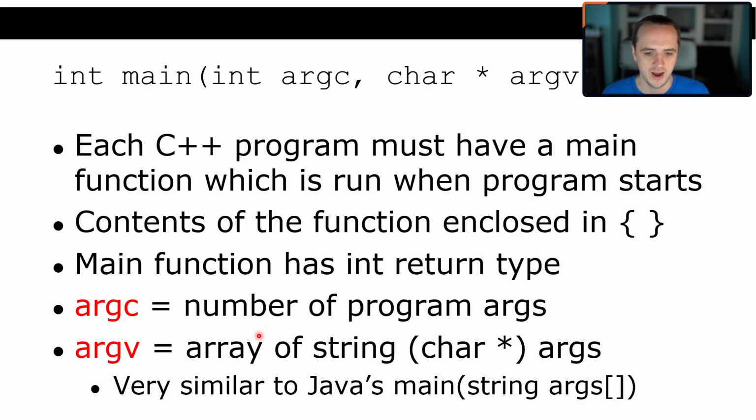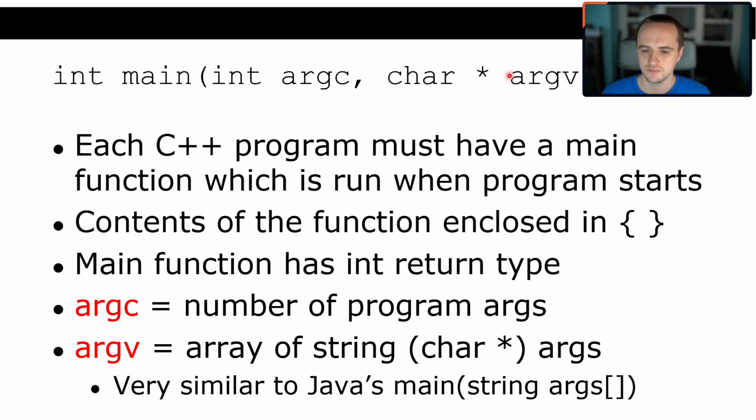And argv is an array of string or character array arguments, okay? So this is very similar to Java's main String args. So you've all seen public static void main String args. So this String args here is essentially this variable right here.